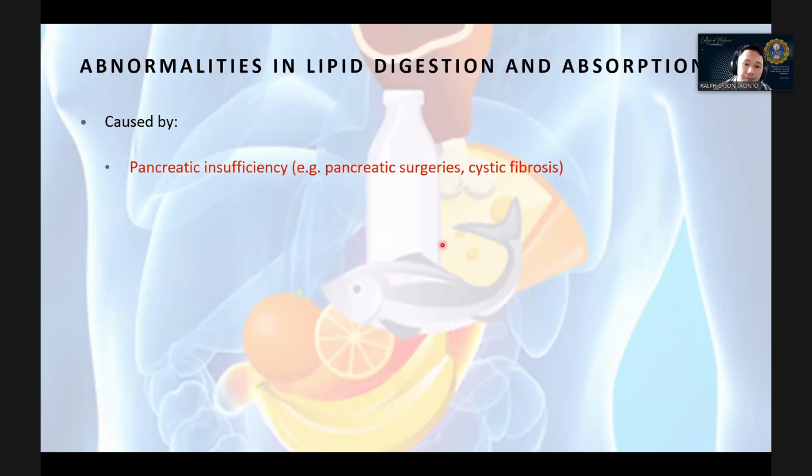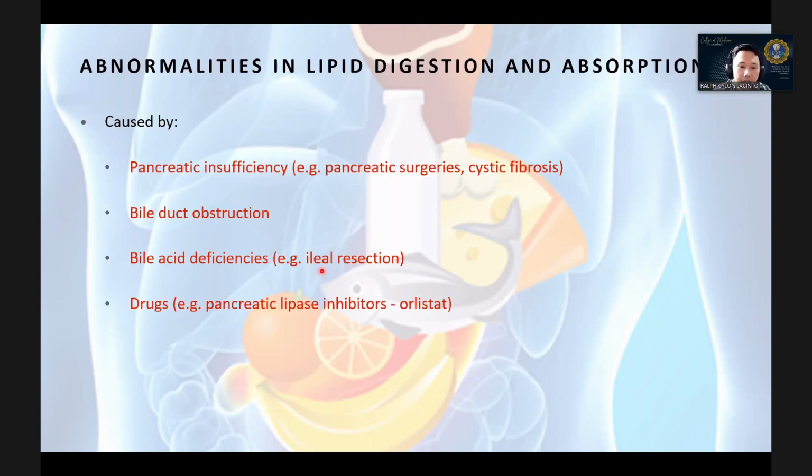Okay. Next, aside from pancreatic insufficiency, if you have bile duct obstruction, of course bile is important in lipid digestion and absorption. Bile acid deficiencies, for example, if a patient underwent resection, surgical removal of the ileum, because that's where your bile acids are reabsorbed and enter the enterohepatic circulation. And if you take in drugs such as orlistat. Orlistat is an inhibitor of your pancreatic lipase, so it prevents the breakdown of your triglycerides.